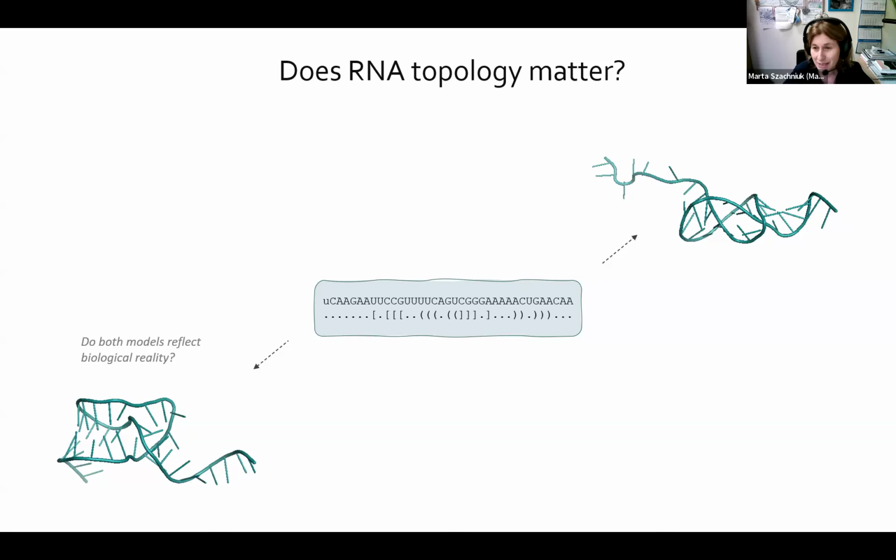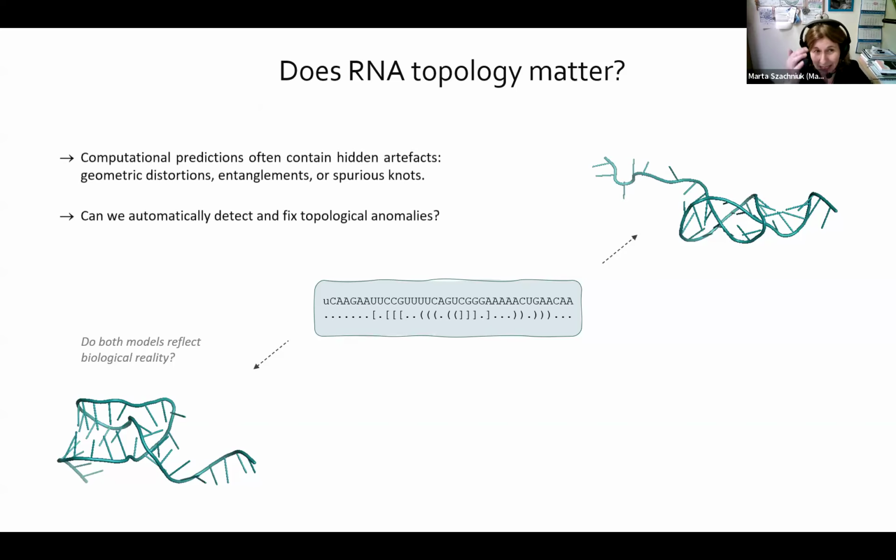What you can probably see here is that one of these conformations is a knotted conformation. This is the one on the right side, on the top. The other is not. And that's the difference in terms of topology. So this is the main difference I want you to pay attention to. So does RNA topology matter? Of course, the answer is yes.